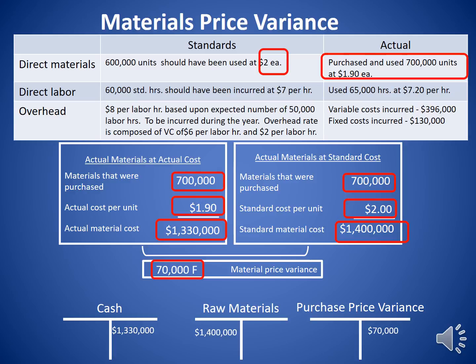The debit then is, remember, I put everything in at standard cost, whether it be materials or work in process or finished goods, they all go in at standard. So I enter raw materials for $1,400,000. And then the offsetting entry is a credit to purchase price variance for $70,000. It's a separate account. So that amount is extracted out, basically put back into the purchase price.